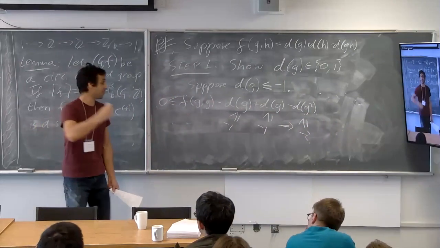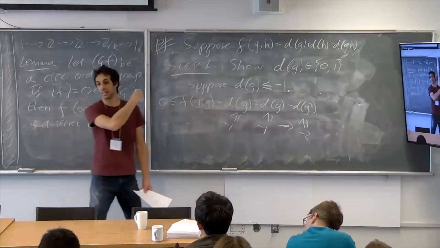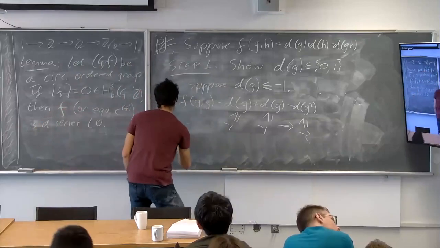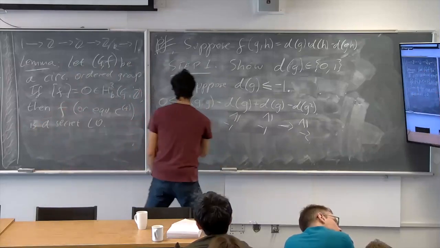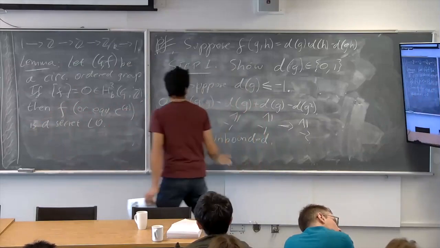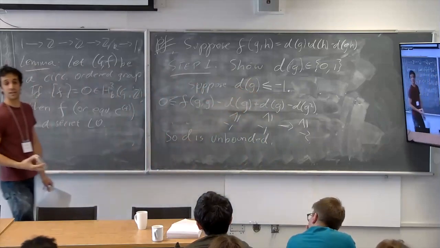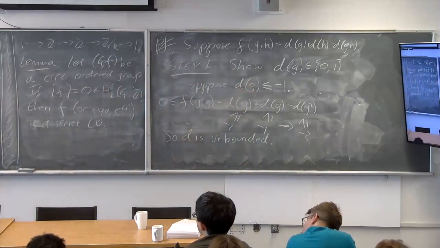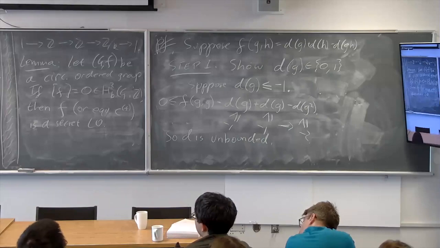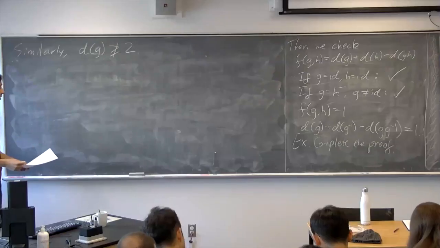Then you play the game again with g and g squared to show that d of g cubed has to be less than or equal to -3. So d is unbounded, which can't happen. And similarly, you make a different set of arguments to show that d of g cannot be bigger than or equal to 2. That's a different set of tricks that you use.